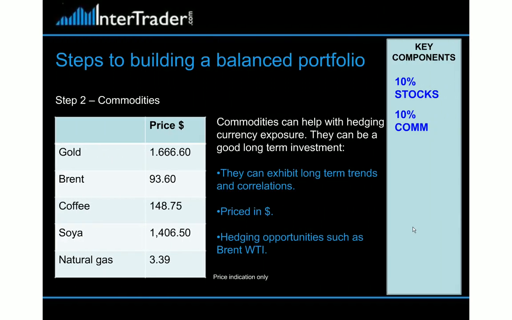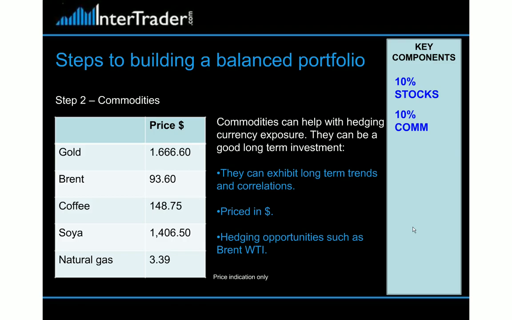So maybe 10% commodities. Again, it's down to personal preferences. Remember, the majority of commodities are priced in dollars, so bear that in mind if you're buying currencies. You can have hedging opportunities, buying Brent against WTI. So maybe you'll buy long-term oil, because let's face it, we're not making any more oil. The world, as far as I know it, is heavily reliant on oil. I'm not driving my electric car yet, so the long-term view for oil is it's generally going to go up.